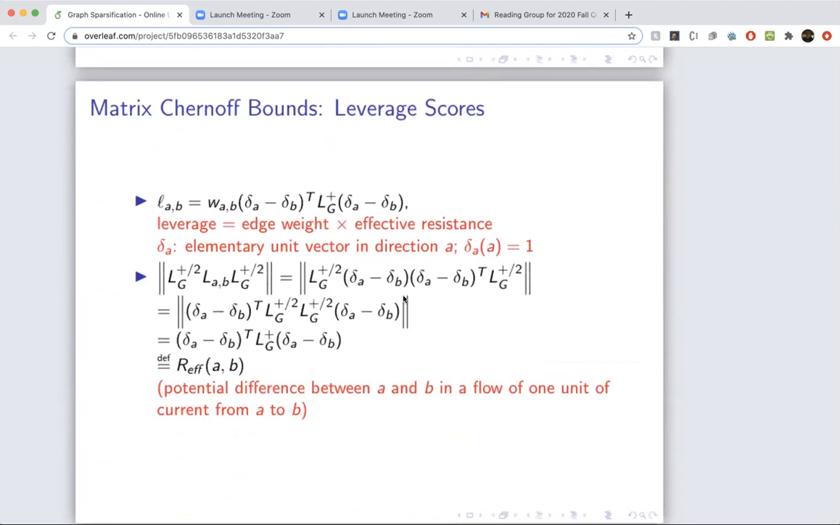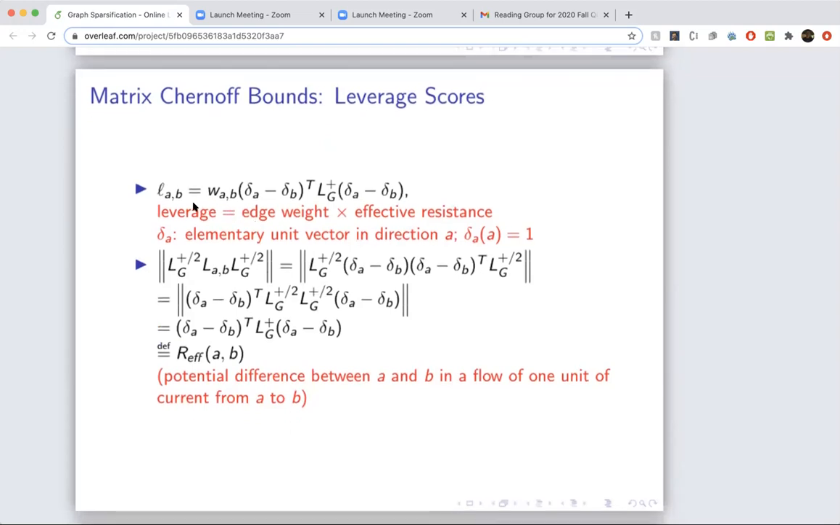So now I'm going to introduce leverage scores. I think this might have been covered in a previous presentation, but the leverage score between A and B is going to be equal to the weight of the edge between A and B times this quantity here. Delta A is the elementary unit vector in the direction A. That means the A-th coordinate inside this vector is going to be a one and all others will be zero. And we get delta A minus delta B transpose times the pseudo inverse of LG times delta A minus delta B. So this is the definition of the leverage score between A and B.